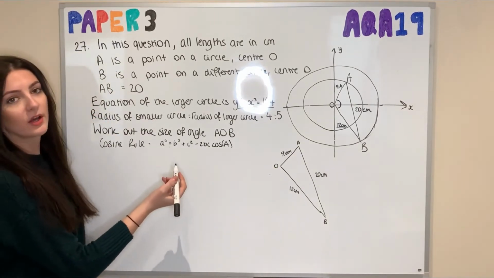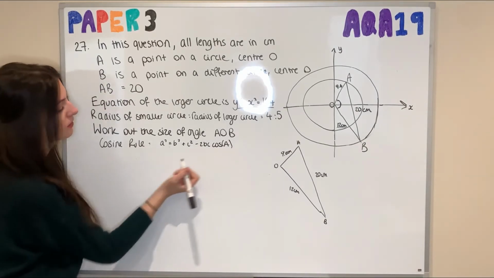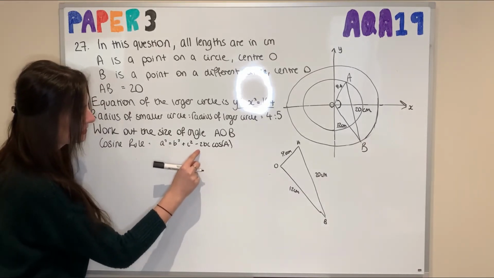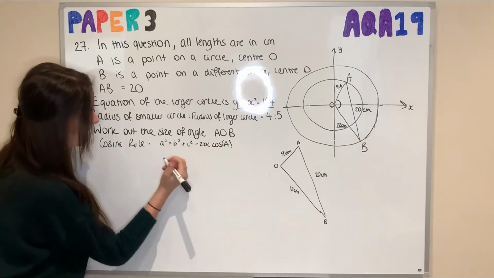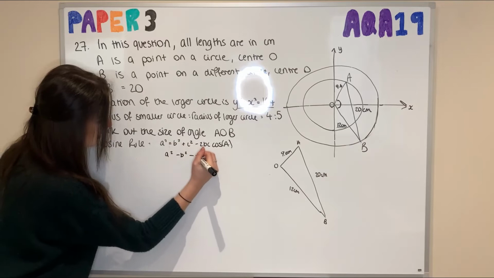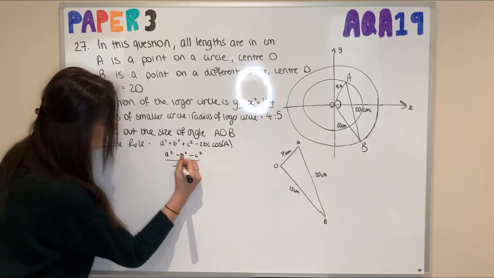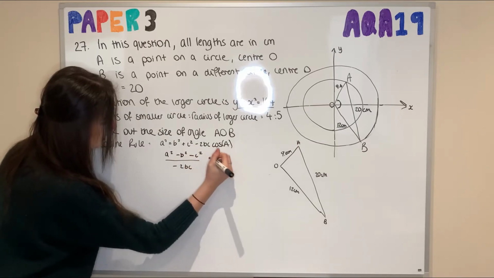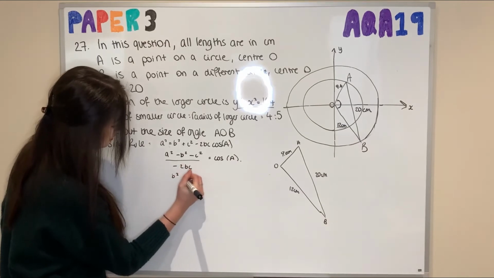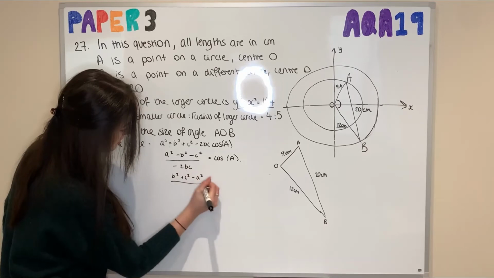So here we have our cosine rule. All we have to do is rearrange this now so that we are solving for the angle. So let's do that. We have a squared equals b squared plus c squared, take away 2bc cos of A. So a squared, take away b squared, take away c squared, all divided by minus 2bc will give us the cos of A. I will just swap the negatives.